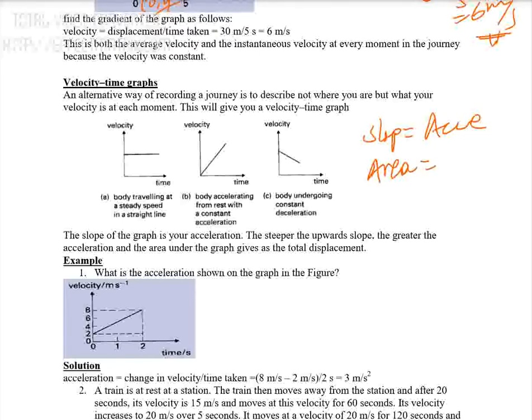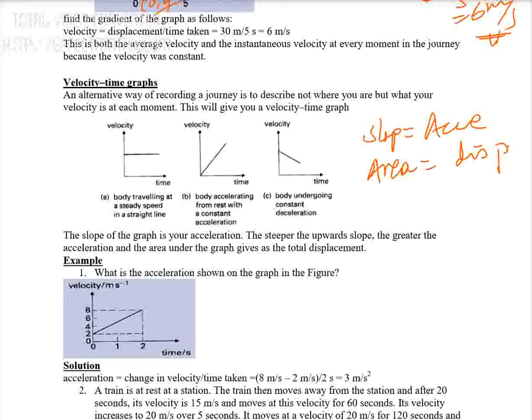What will it give us? The displacement. Therefore, if you are asked to calculate the displacement in a velocity-time graph, you will take the area under the graph. And here we have three types of graphs. If you subdivide the graph into segments, it always looks like these three. The first one is the horizontal graph.